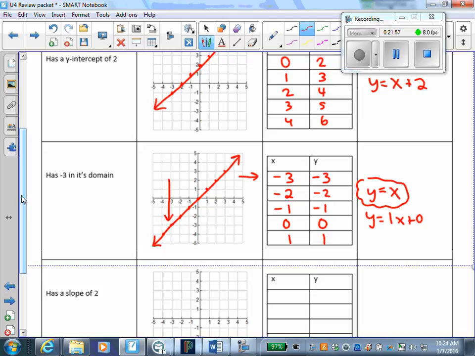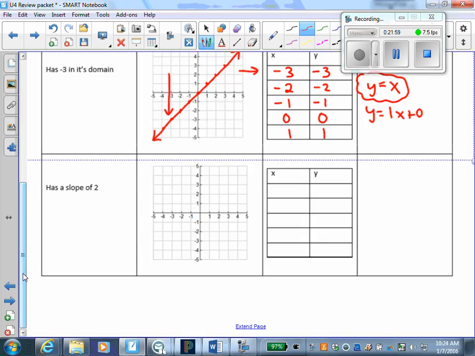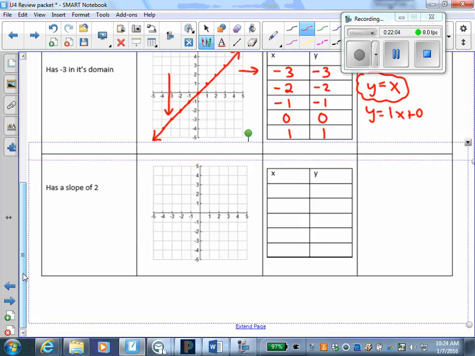Okay, now I need one with a slope of 2. It doesn't really say anything else, so I'm going to start at -2, -1, 0, 1, 2. I want to make it fit my graph, so I'll have it start at -4 when x is -2, and then it's got to add 2 every time that x adds 1. So it's going to go to -2, and then up to 0, and up to 2, and up to 4.